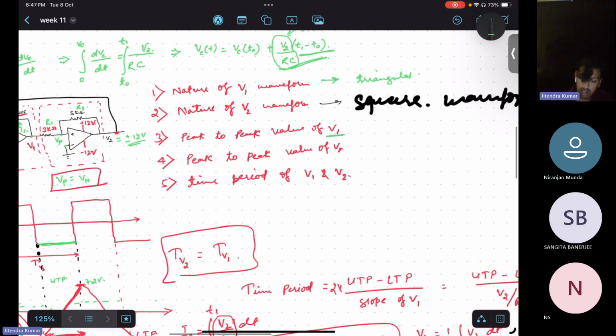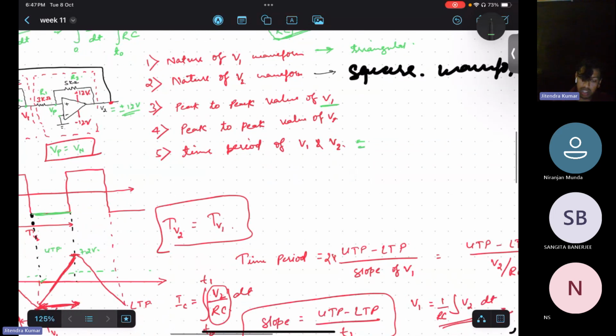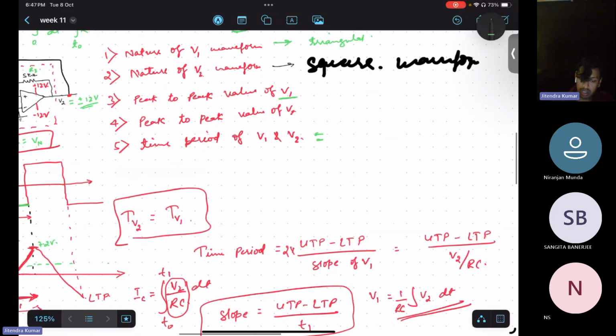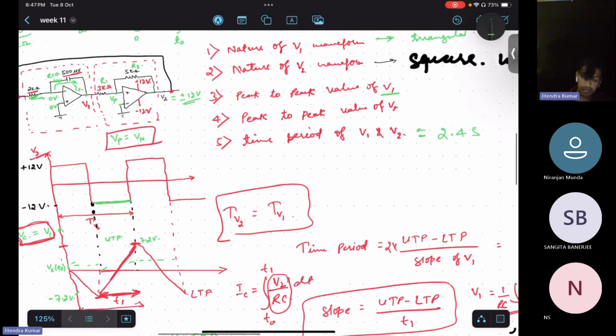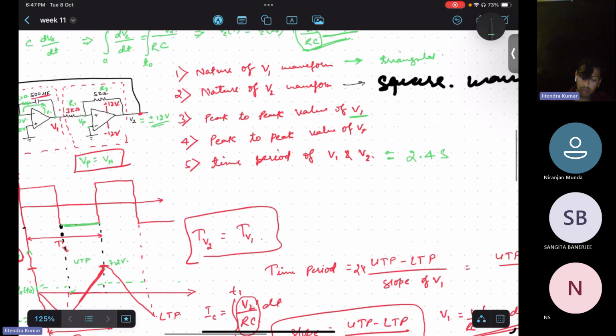No, sir. Okay, great. So the time period we are able to calculate, that was 2.4 seconds, right? Now, what is the peak to peak value of V1 and V2? This is the third and fourth part.